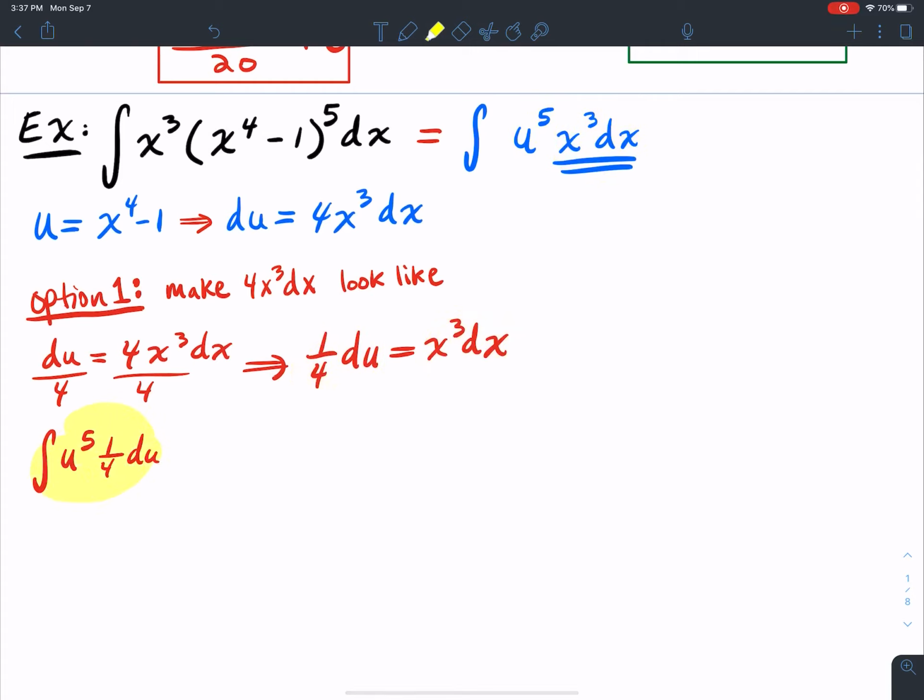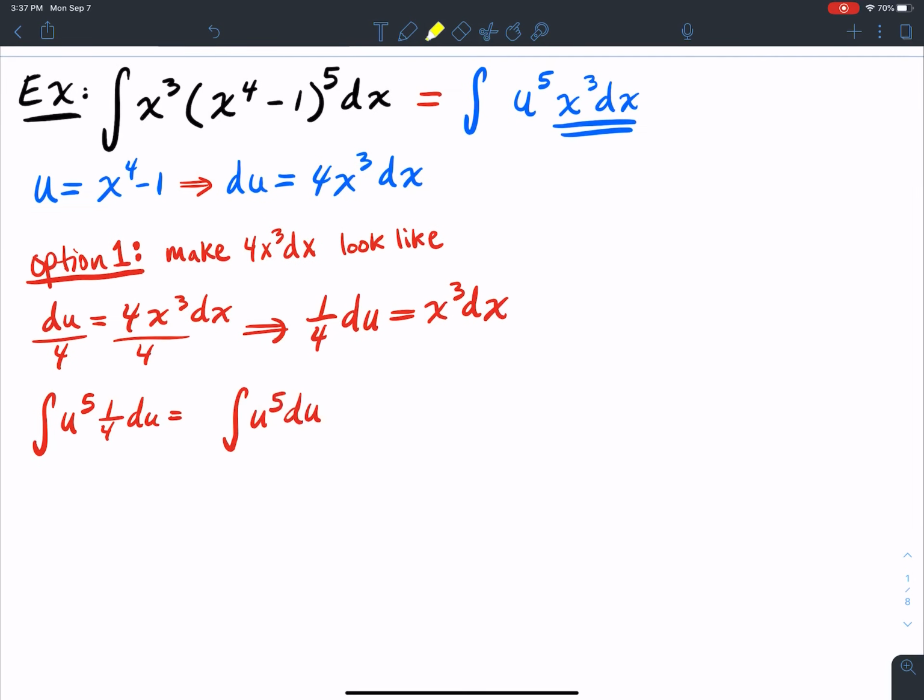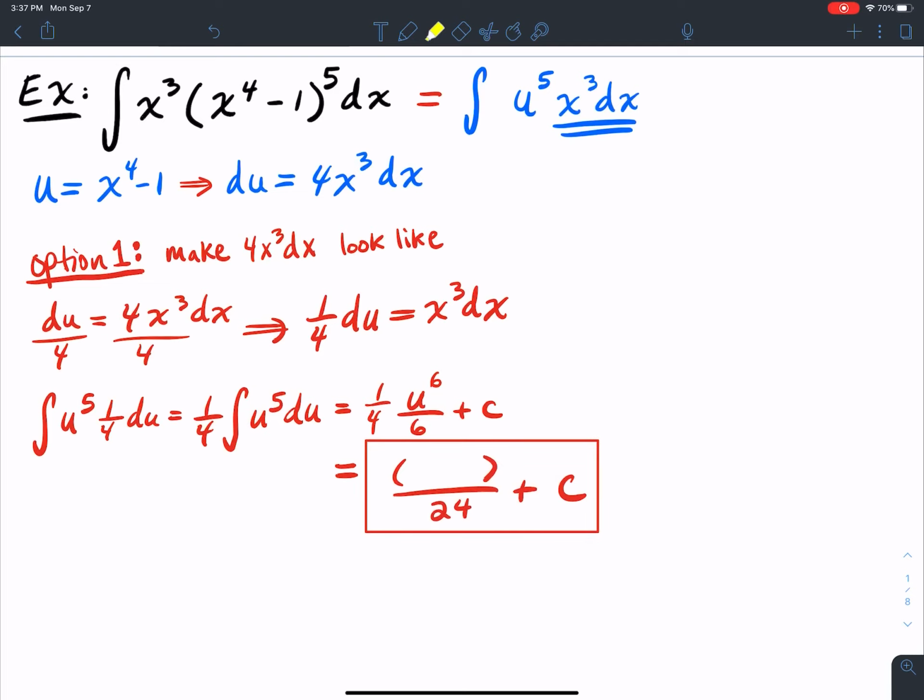And now I can simplify here. And whenever I simplify here, I'm going to have the 1/4 coefficient rule, bring the 1/4 out front. And then whenever I integrate u to the fifth, I get u raised to the sixth divided by 6 plus c. To simplify this, 1/4 times 1/6 gets me 1/24.